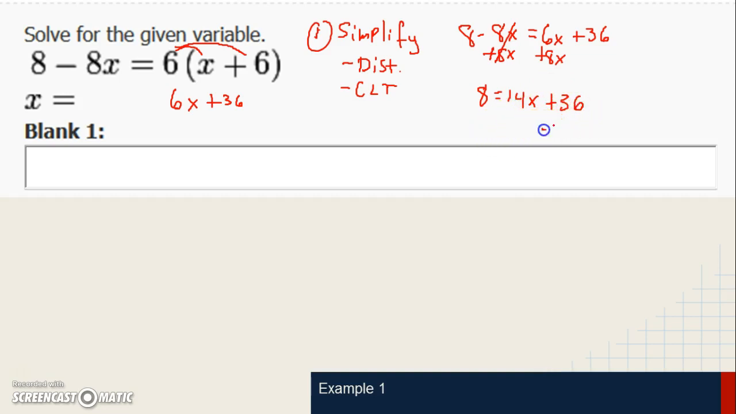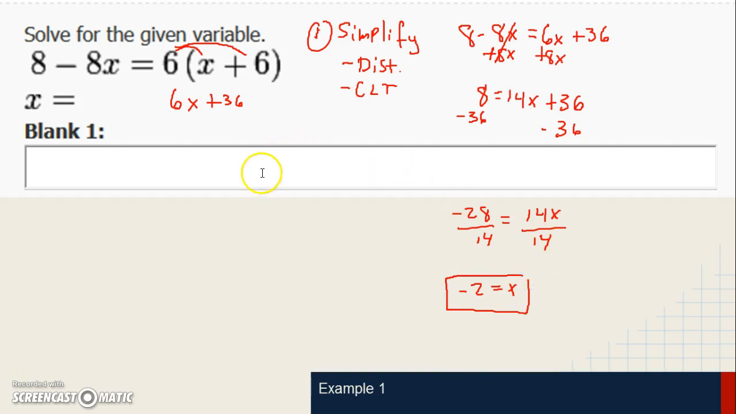Now I can subtract the 36 to the other side. 8 minus 36 is negative 28. So I have negative 28 equals 14x. I divide by 14. And negative 2 equals x. So if I were to type that in my blank, it already says x equals. You can see up here it says x equals. So all I'm typing in is negative 2.